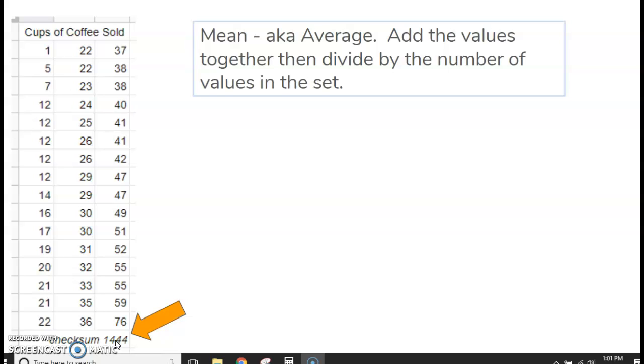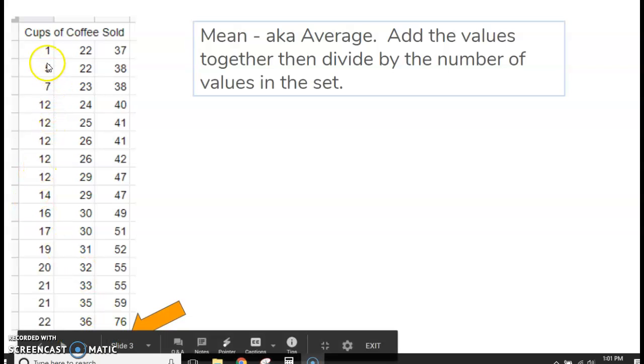So the checksum for all of these numbers is 1,444. That's the total of them all. So the only thing we really need to do is figure out how many numbers are in the spreadsheet. You could count them up all one at a time if you wanted.